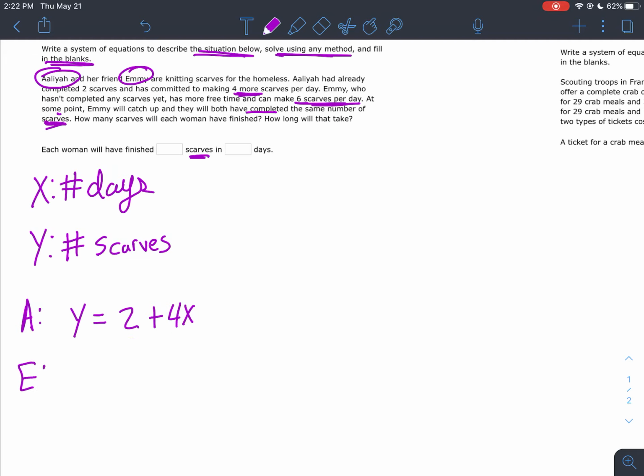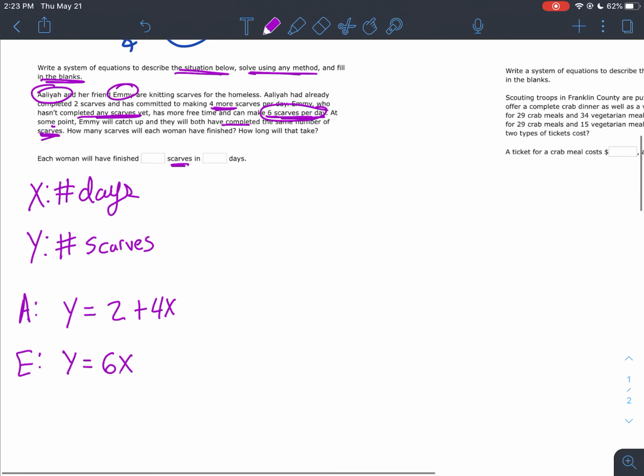Now, Emmy, on the other hand, number of scarves is going to be equal to 6 per day. So this is just going to be a simple 6x because Emmy hasn't made any yet, hasn't completed any scarves yet, but can make 6 per day.